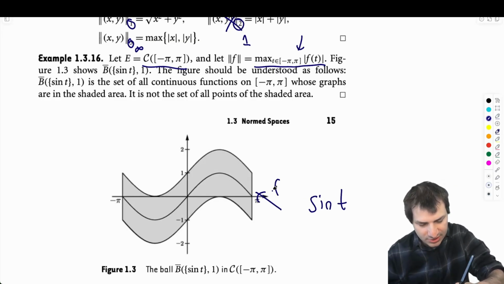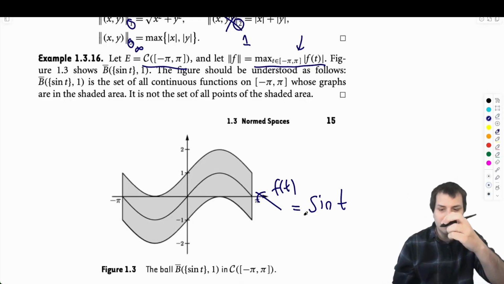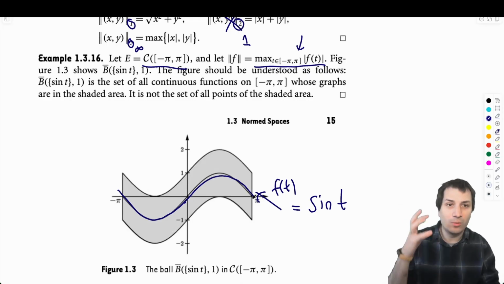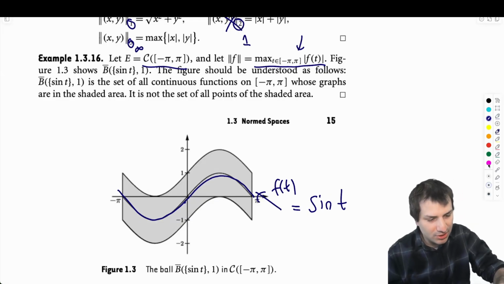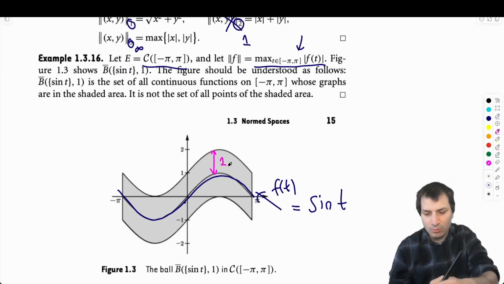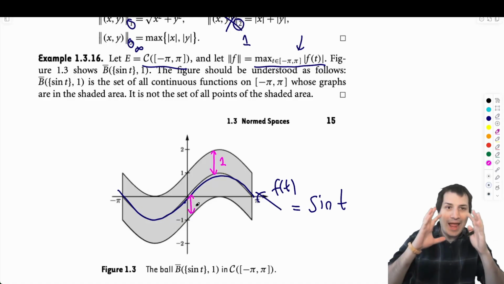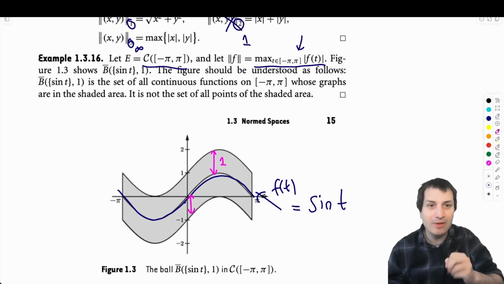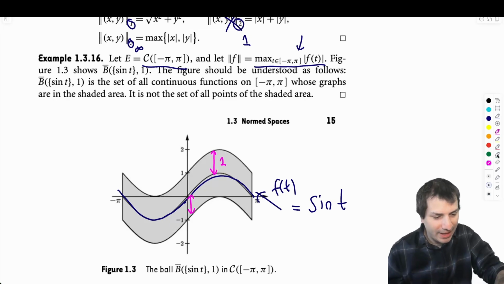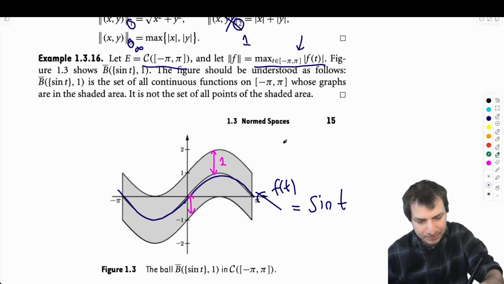f of t equals sine of t is the function in the middle here. And the ball of radius 1 around this means you can go 1 higher, so the distance is 1, and 1 lower. Any function that fully fits in this envelope will have a max norm between the sine function and itself that is less than 1. So this is really the inequality the function g of t must satisfy to be in this ball.